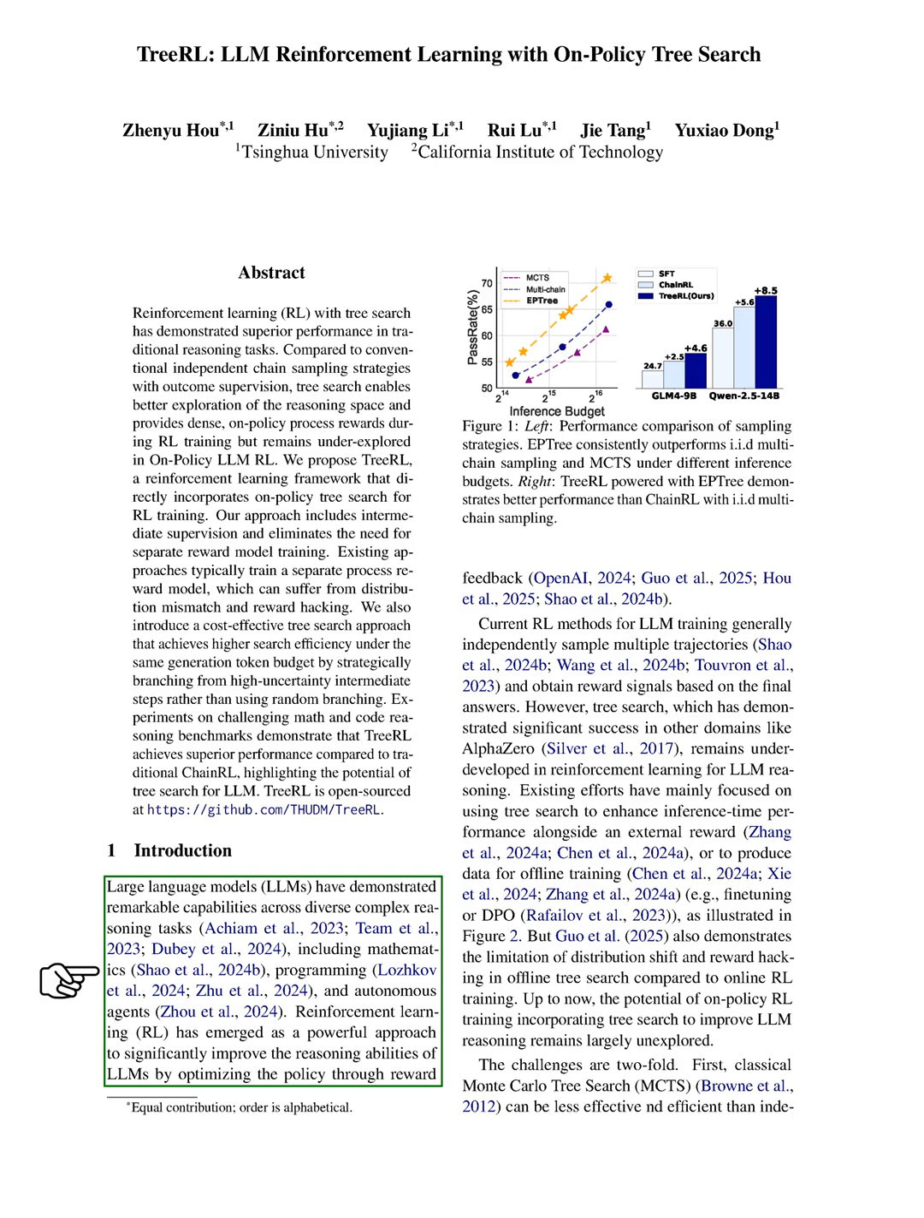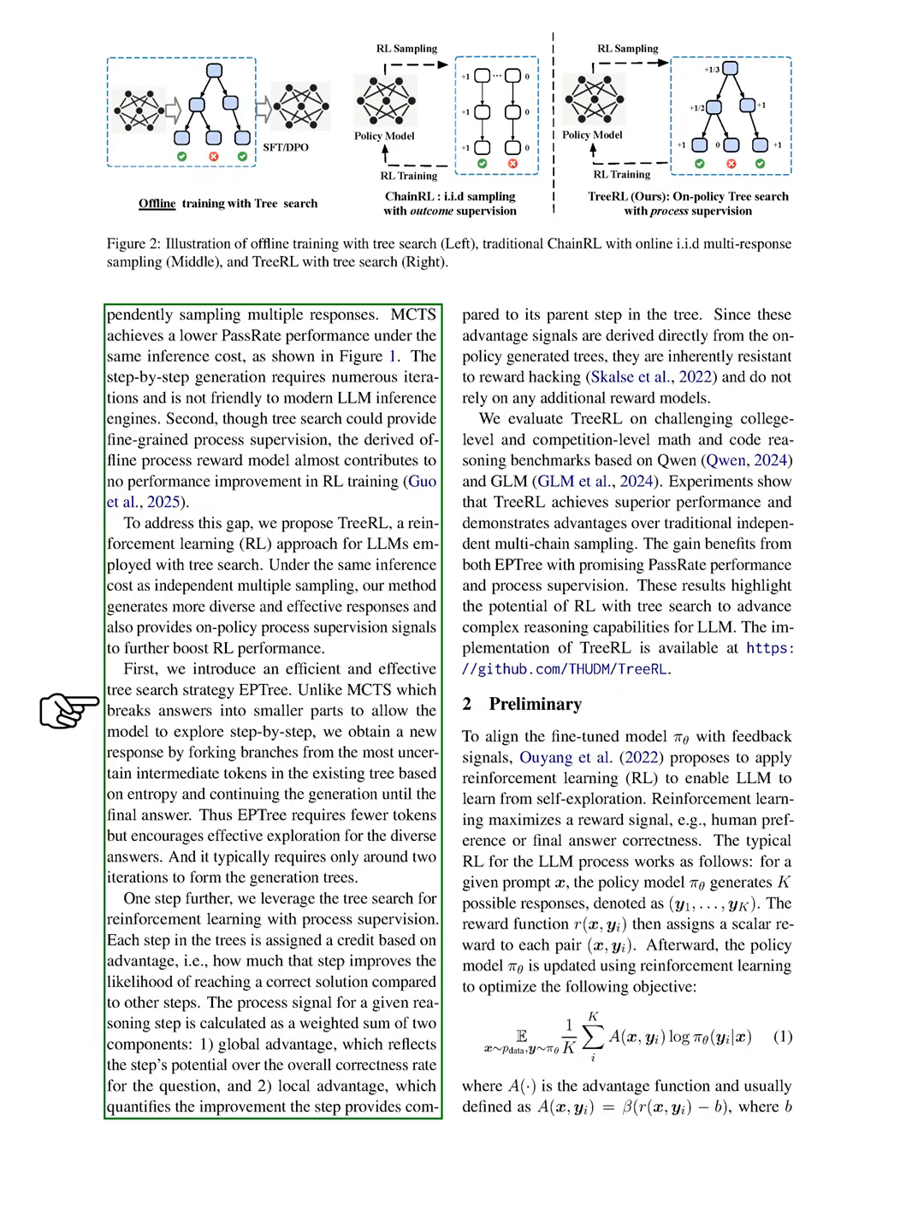We see that the potential of using on-policy RL training with tree search to enhance LLM reasoning is still largely untapped. There are two main challenges we face. First, traditional Monte Carlo tree search, MCTS, can be less effective than independently sampling responses, as it often results in lower performance under the same inference cost. The step-by-step generation process requires many iterations, which is not ideal for modern LLMs.